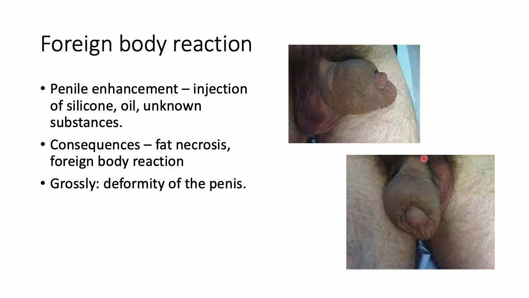Next, the foreign body reactions. This is another example we can see. Usually it can be seen in penile enhancement, in which they inject silicone, oil, or sometimes unknown substances, God knows what, just to enlarge the penis for some apparent reason. So the consequences can be fat necrosis or foreign body reactions. Grossly, there will be deformity of the penis. You can see the glans is just a small thing at the tip over here, and the rest of the penile shaft has become larger and also deformed.